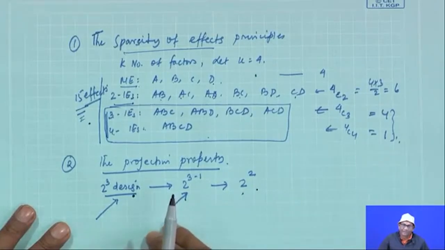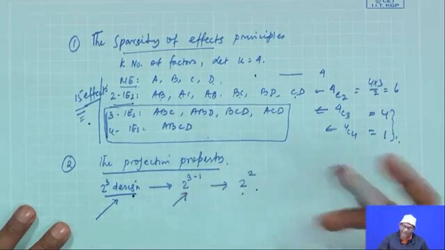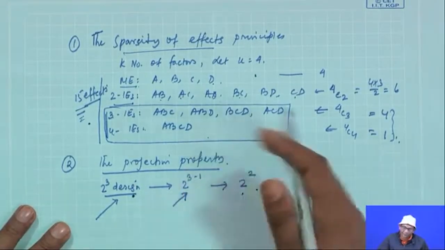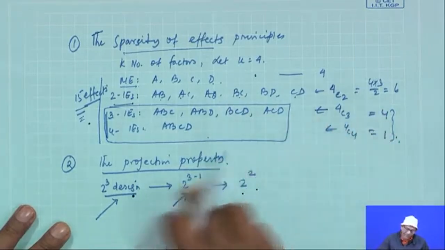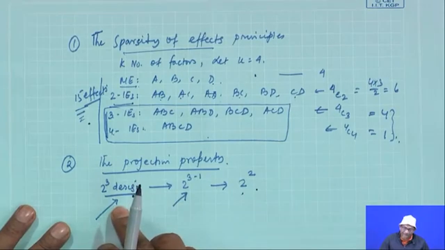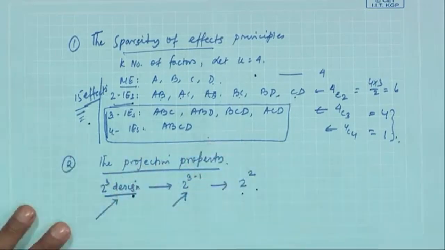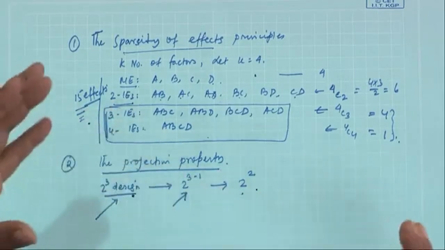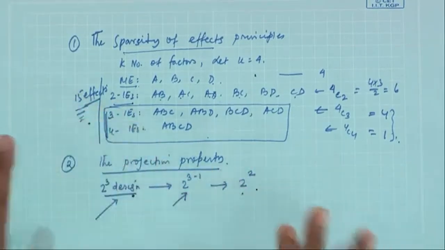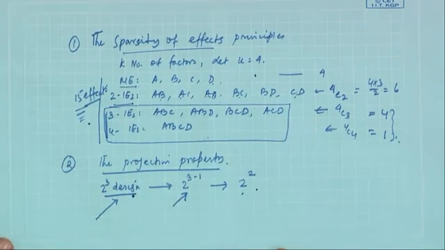So, what does that mean? That means you have full information from the factorial point of view in the lower dimension, even if you do a fractional factorial at the higher dimensions. That is the projection property. It means in lower dimensions you have full information to get all the effects at lower dimensions.